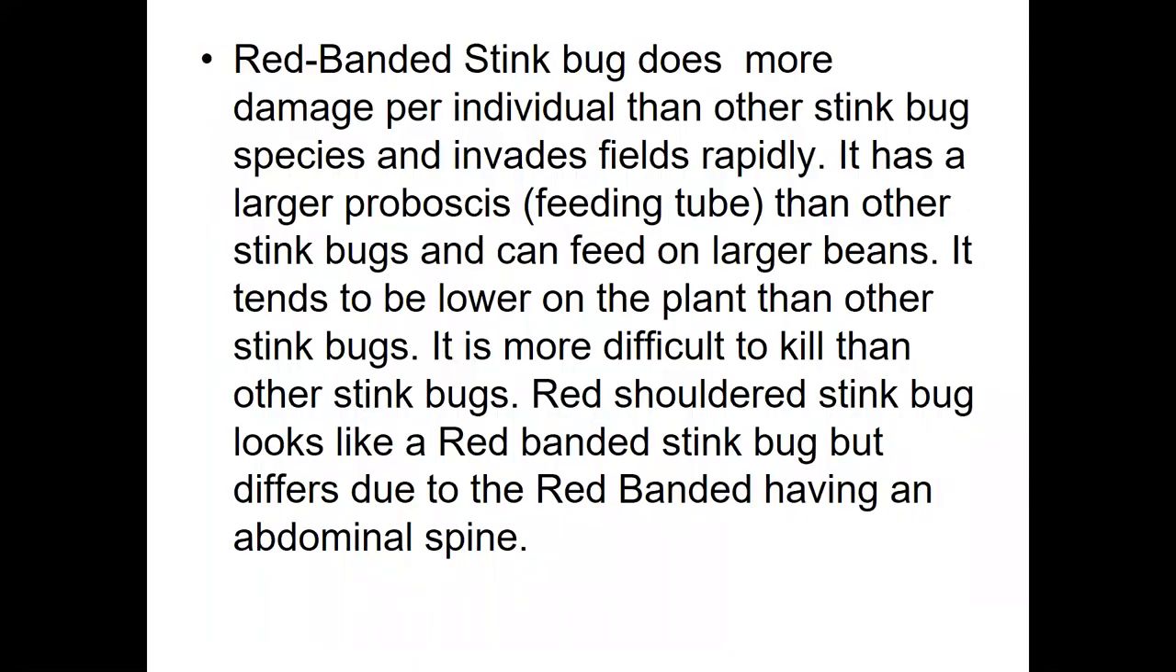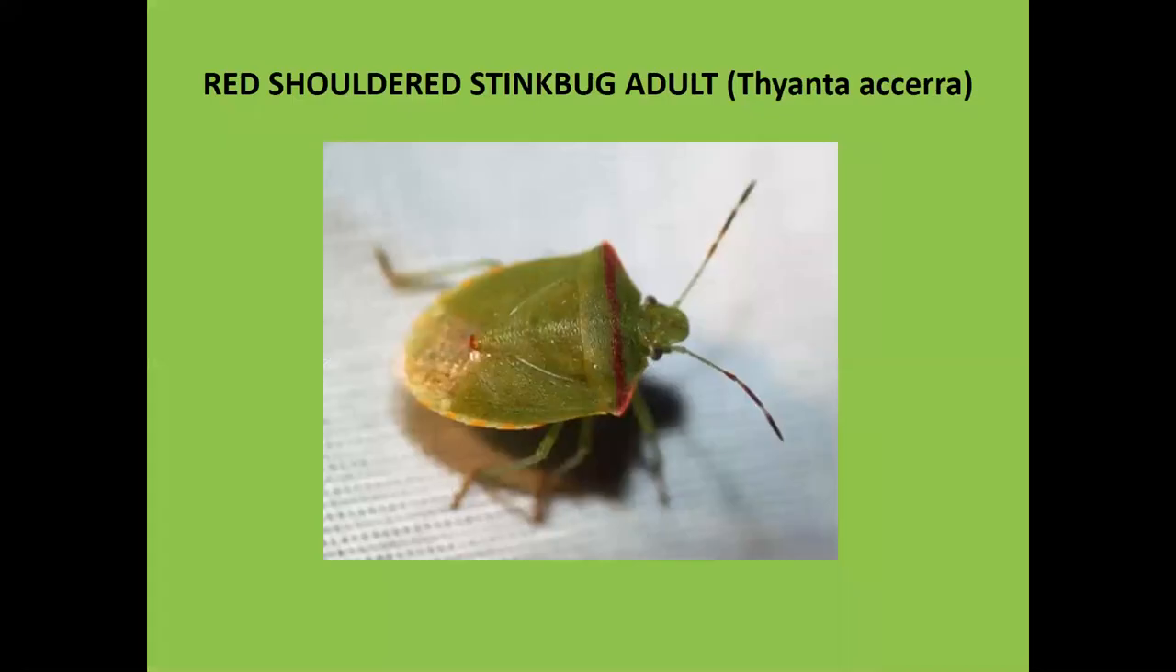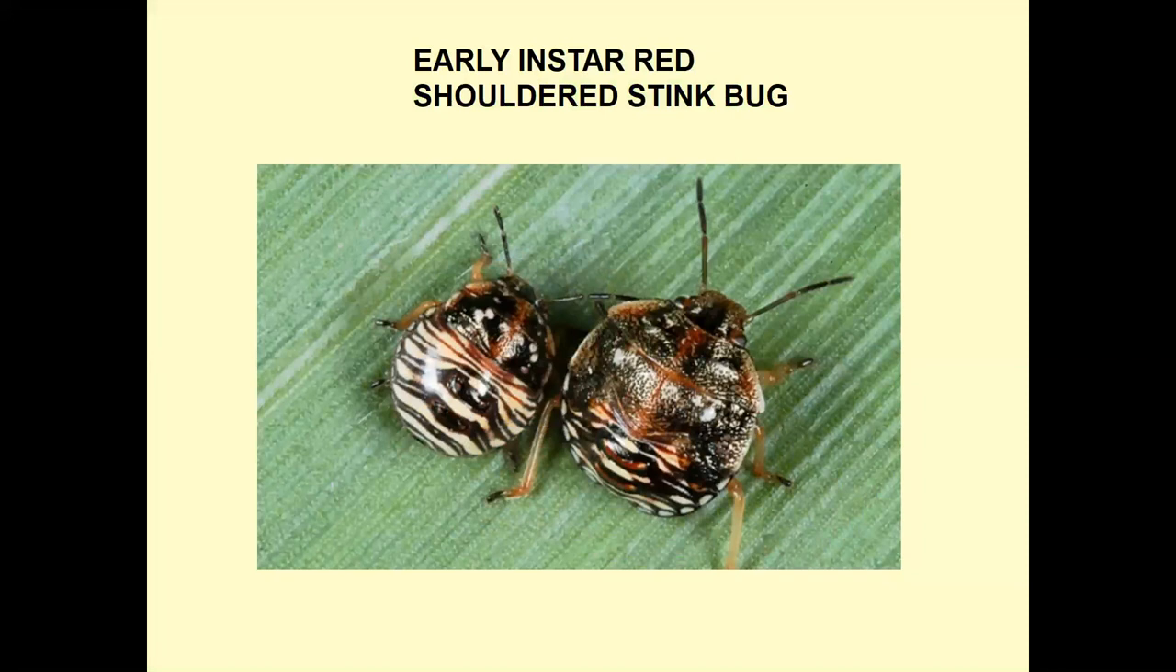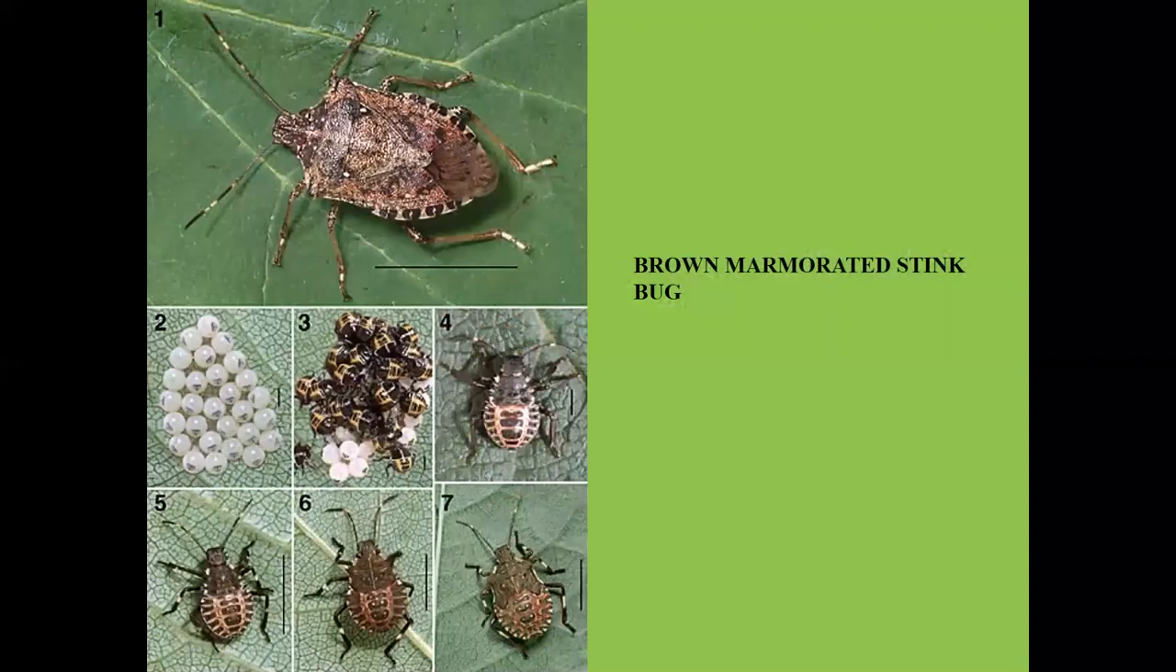Red banded stink bug is similar to the red shoulder stink bug. It differs from the red shoulder because it has an abdominal spine. Red shoulder stink bug does not have an abdominal spine. It's a little bit shorter stink bug. These are the early instars of the red shoulder stink bug. It has kind of a zebra stripe appearance.